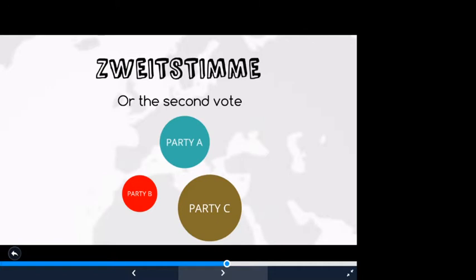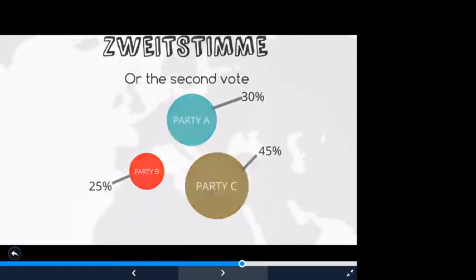But not all parties enter the German parliament. It should have at least 5% of the entire votes to actually enter the German parliament. Based on this, a formula is derived which decides what proportion of seats every party should get in the parliament.